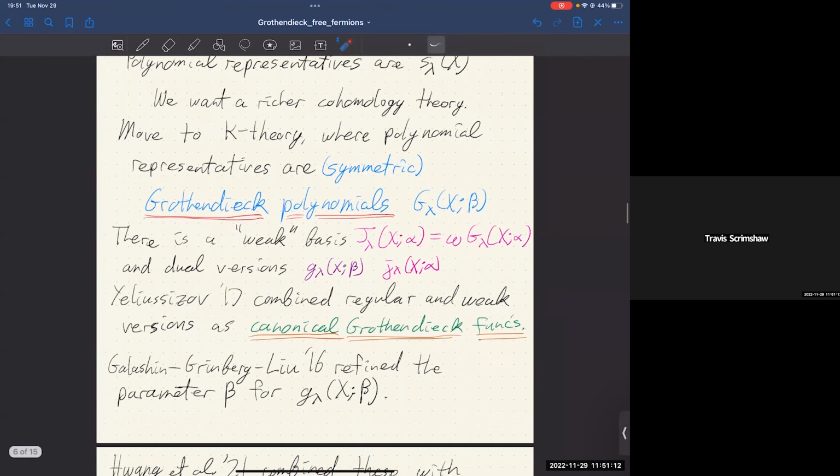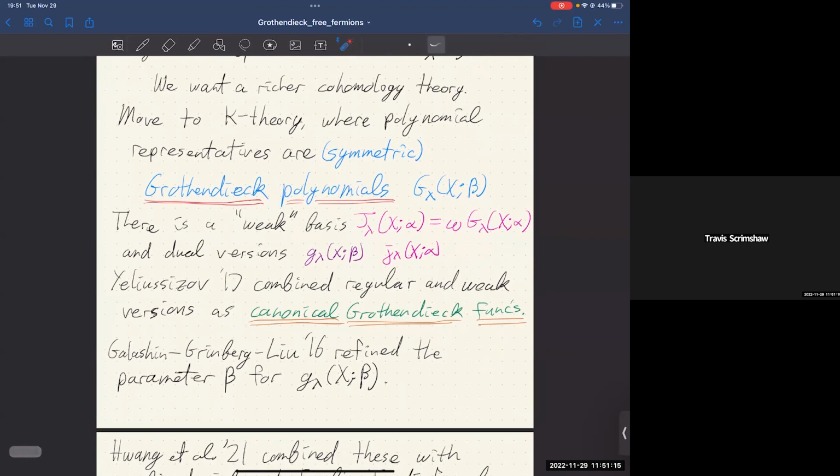And in 2017, Liu and Yeliussizov said, okay, I have an involution. I have a basis. Can I do something that is invariant under this basis and basically combine these two together? And not the Grothendieck's with their weak basis, and same for the dual Grothendieck's with the dual weak Grothendieck's. And he introduced this new basis called the canonical Grothendieck functions.